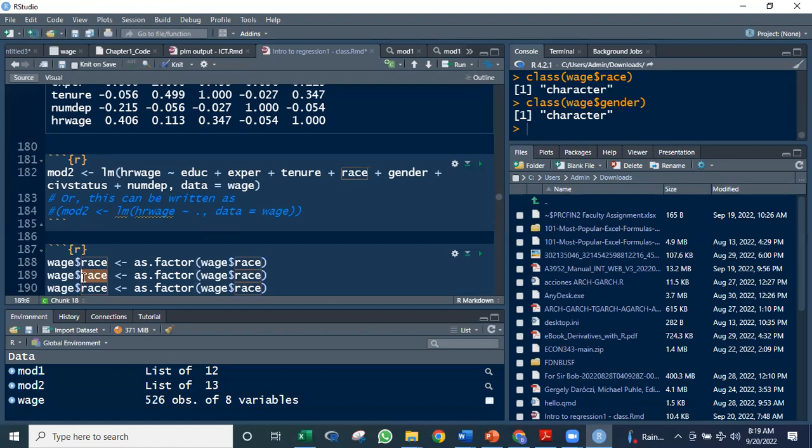So we have race, and then you have gender, and then this one also. You make it gender, and then here you have civil status, and here also. Okay, what are we doing now? We're converting race, gender, civil status into factors. So this was what's being done before, just a few months ago.